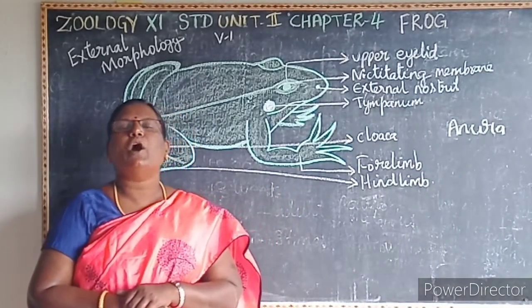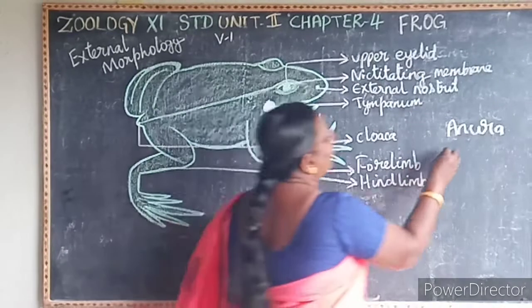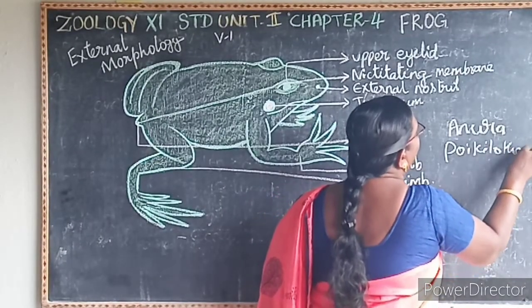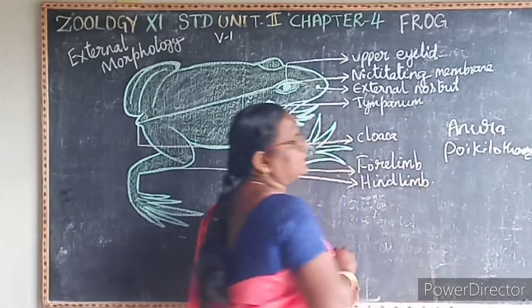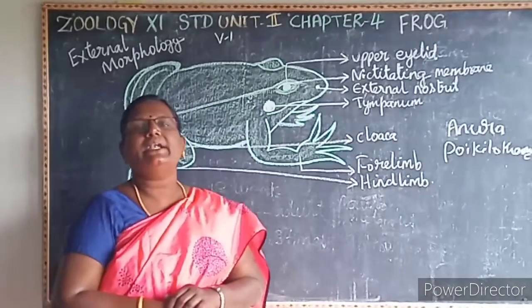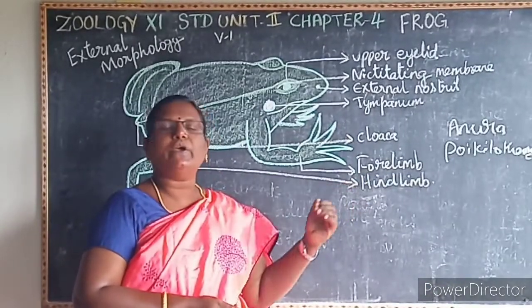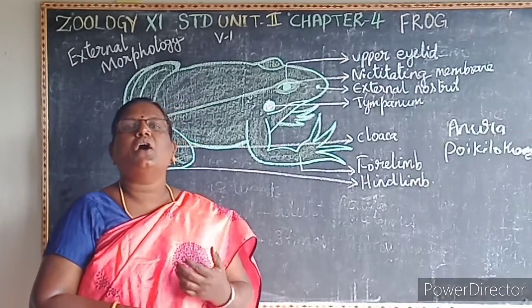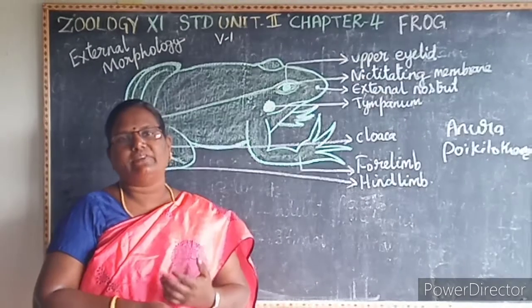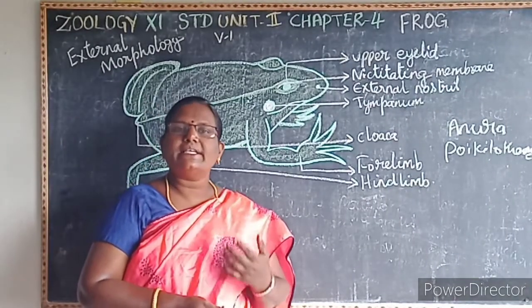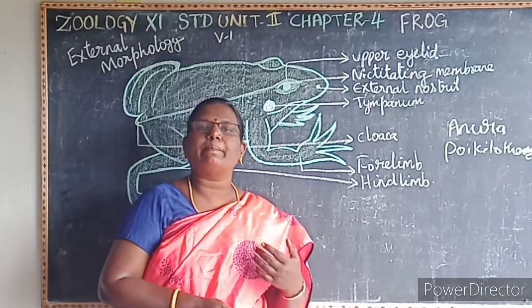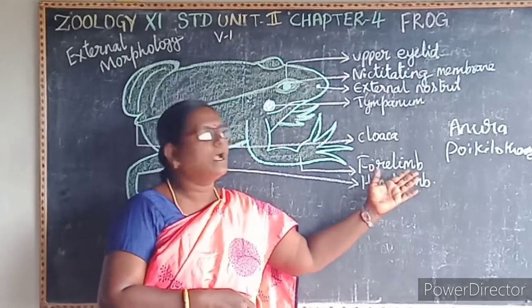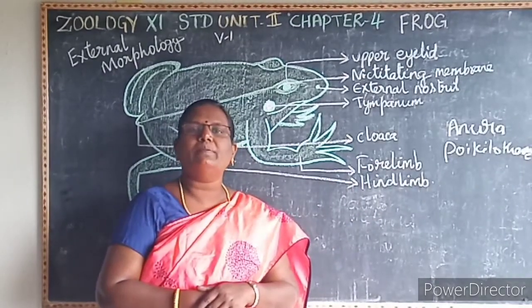Then it is a poikilotherm. Poikilothermic is otherwise known as cold-blooded animals. So what is a poikilotherm? An organism that can change its body temperature according to the external environment is known as a poikilotherm, or cold-blooded animal.